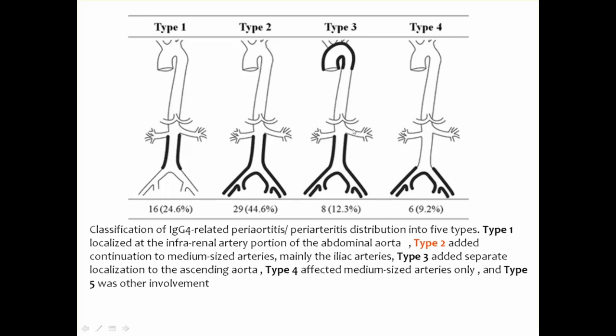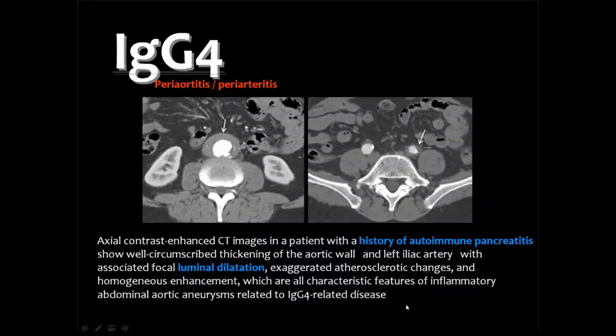And type 3, involvement of the ascending aorta and aortic arch are added to type 2. And type 4 is the rarest one, where there is no involvement of the aorta but involvement of the common iliac arteries. And type 5 is other involvement of the aorta not mentioned here. Then if you look here, you see a soft tissue lesion which is enhancing, surrounding the aorta and also surrounding the left common iliac artery. And this patient had a known history of autoimmune pancreatitis.